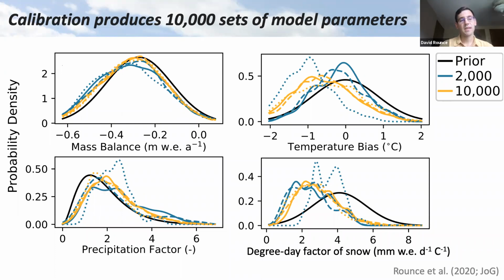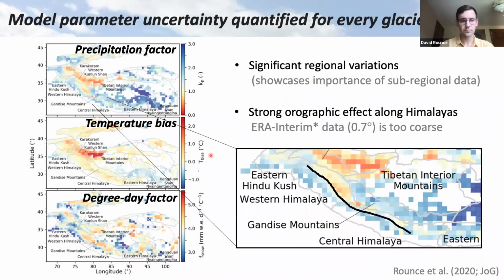But what you can see is these model parameters then capture the uncertainty associated with the observed mass balance, which is shown here in black. So the observed mass balance is around negative 0.3, and you can see the various sets of model parameters produce model estimates that reflect that observation. And so we can do this for every single glacier using the geodetic mass balance data set.